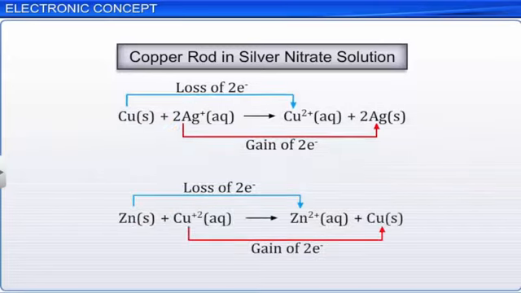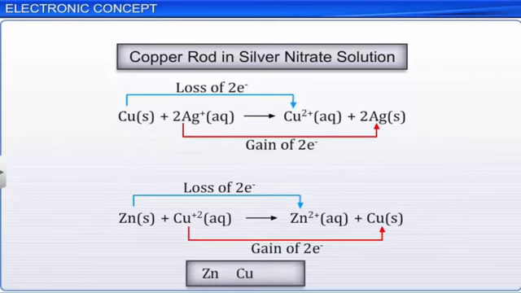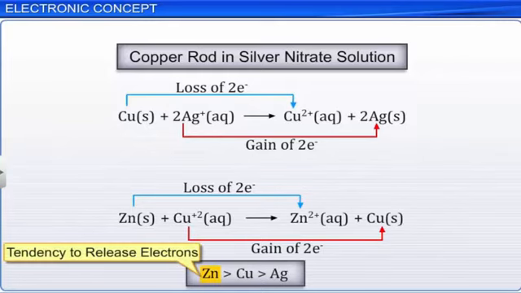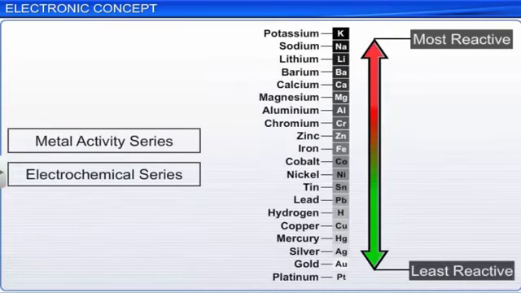From the above experiments, we can conclude that among the three elements, zinc, copper and silver, zinc has a greater tendency to release electrons than copper and silver. This suggests that metals differ in their tendency to release electrons. Depending on the tendency of the metals to release electrons, metals are arranged in the form of a series. The series obtained when the metals are arranged in the decreasing order of their ability to donate electrons is known as the metal activity series or electrochemical series.